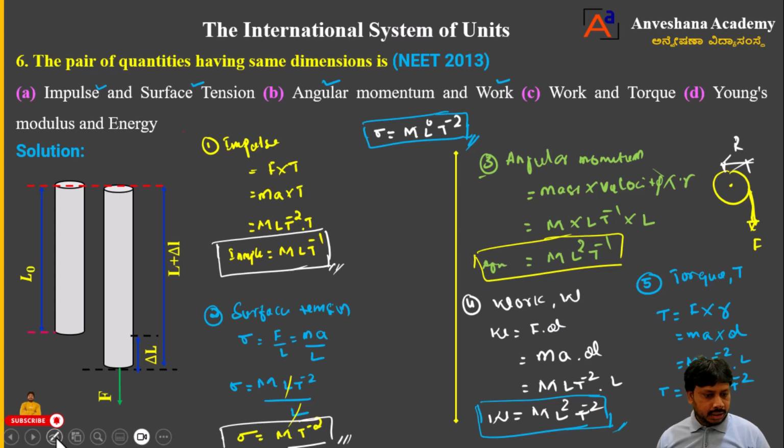Now, fine. So this is my final answer. This is my dimensions for what? Torque actually. Dear students, we can see here now, work and torque: L to the power of 2, T to the power of minus 2 is there.